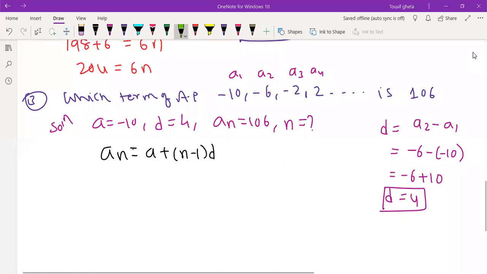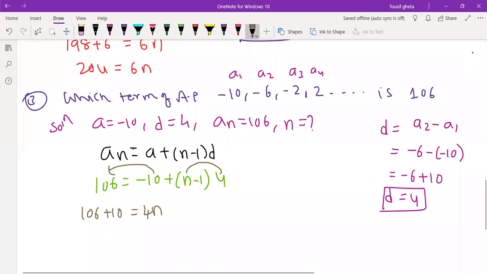A plus... So this 10 I will get here. I will multiply 4 into n, 4n. If you don't want to multiply, that is also okay. I will show you one method: cross multiplication. You can use that also.